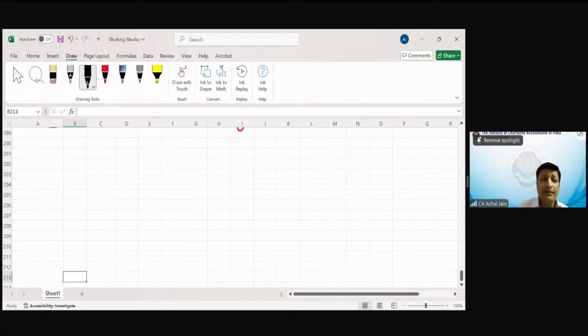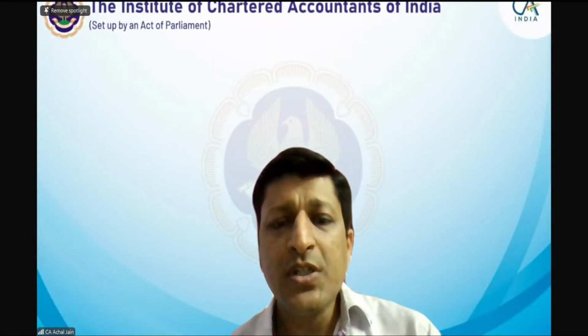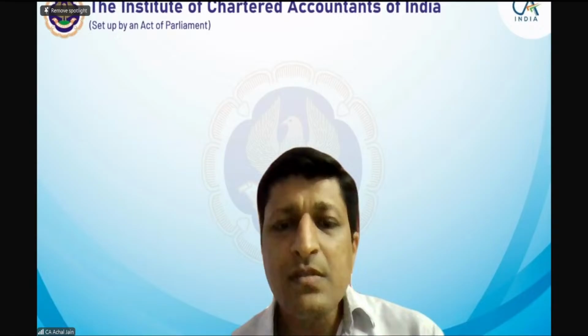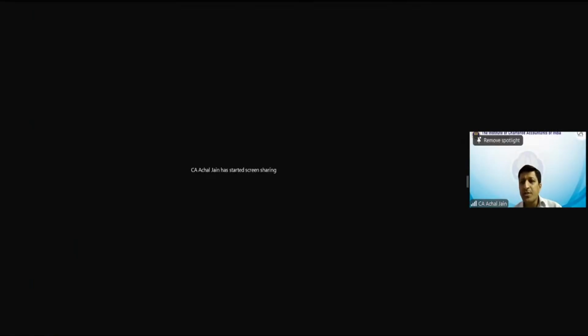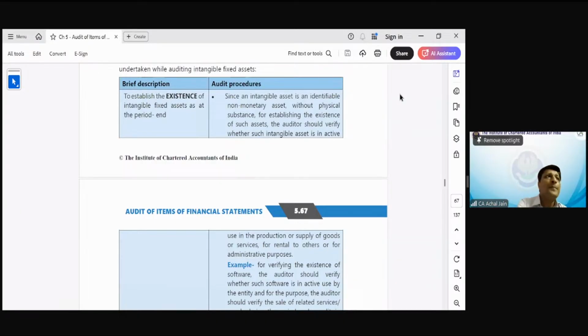Okay, then of course, when it comes to intangible assets, there will be some disclosure requirements and presentation requirements. So let's look at those procedures. What we will do once again is flip through some of those audit procedures in the study material and try to understand what those audit procedures are. Okay.